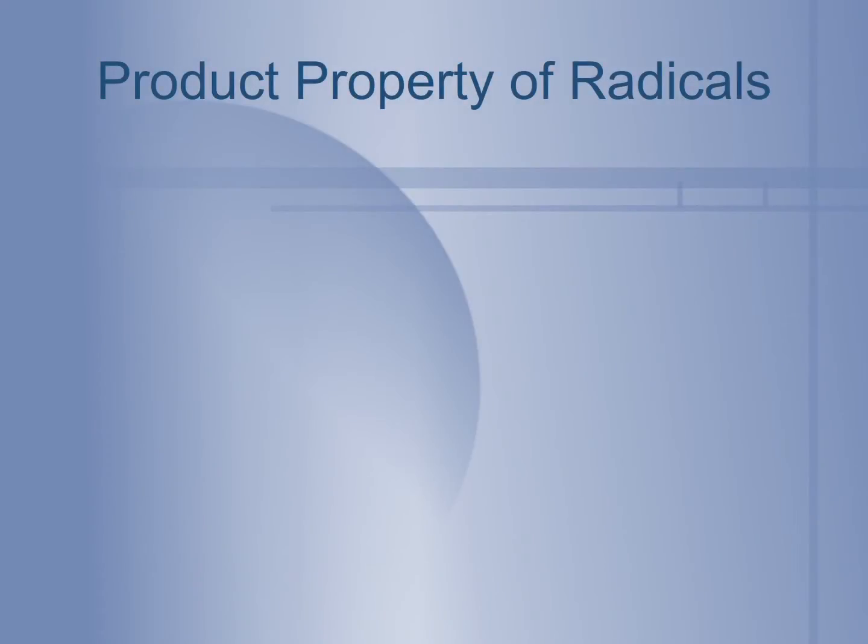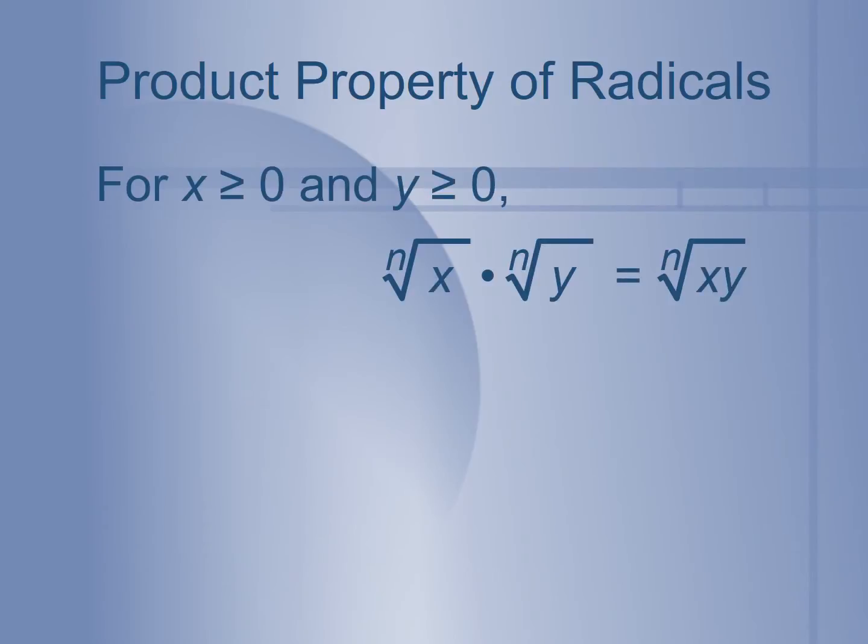So we're going to look at a new property, and it's called the product property of radicals. Product meaning multiply. So here's what it says. As long as your variables are greater than or equal to 0 and their index values are the same on two different radicals, then you can simply multiply the radicands together under the same radical, and of course keep the same index.